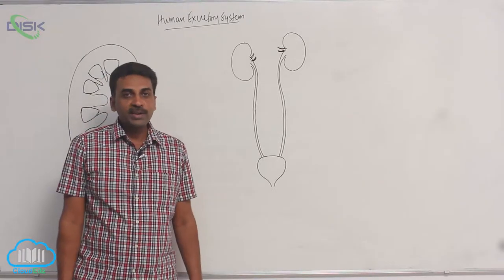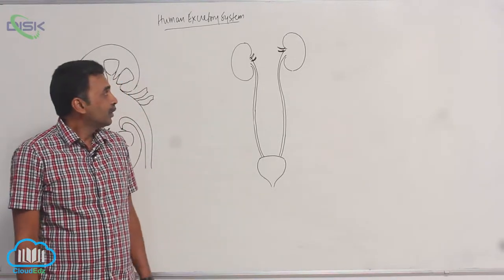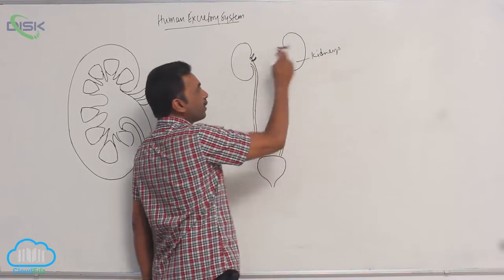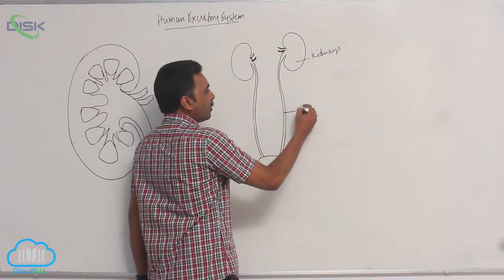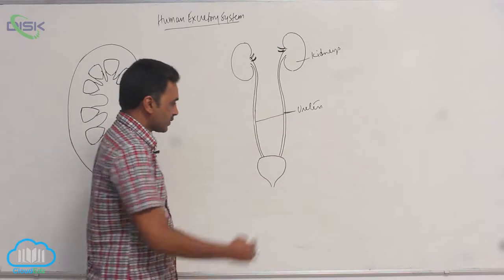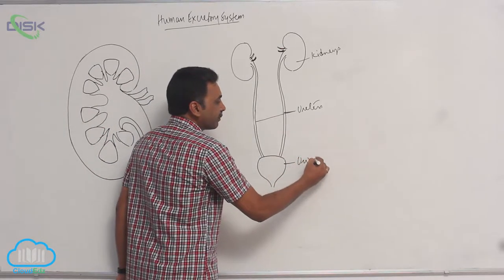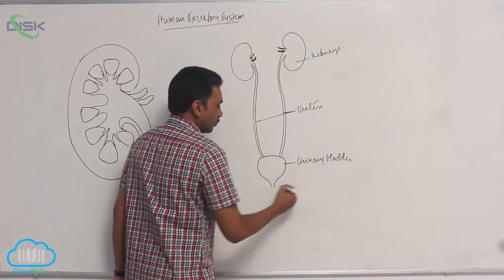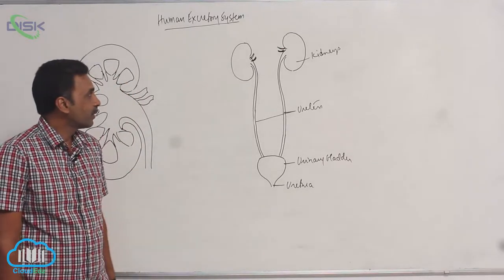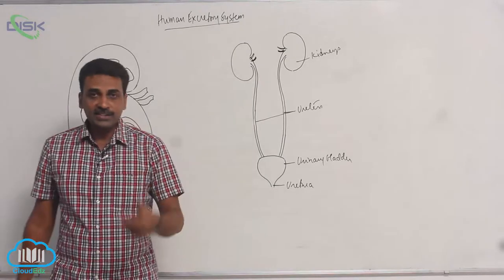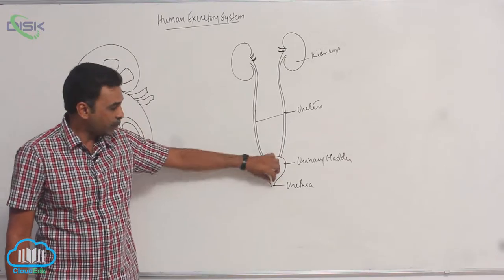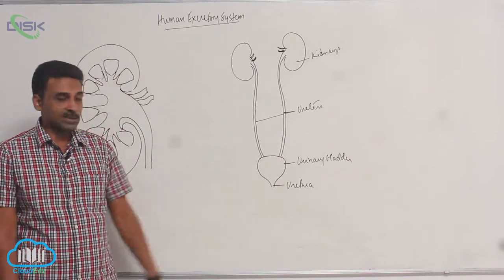Let us discuss the human excretory system. The human excretory system includes a pair of kidneys, one pair of ureters, a urinary bladder, followed by a short tube called the urethra, which opens outside.